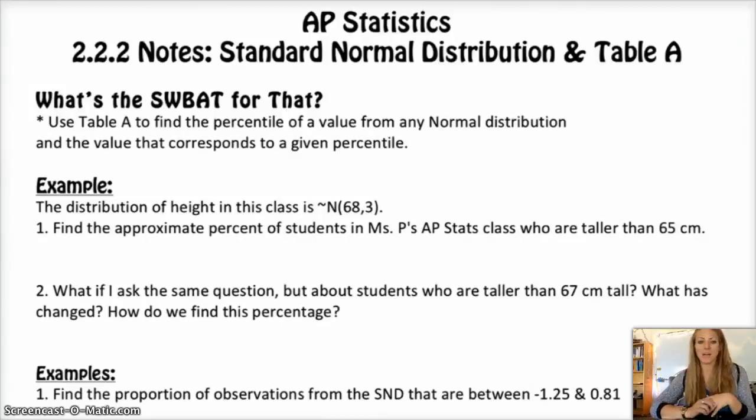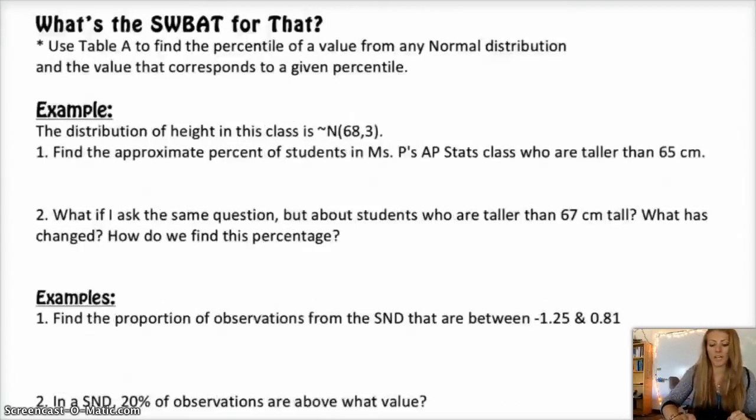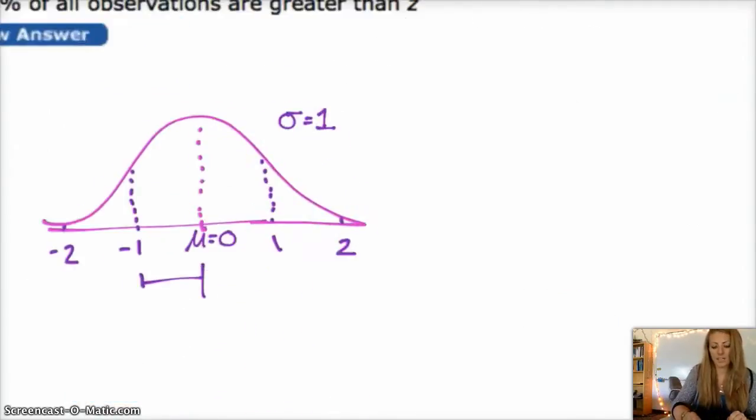Today we're going to talk about a special normal distribution called the standard normal distribution. So first I'm going to show you what the standard normal distribution is. Super simple. It is a normal distribution. So the area under the curve is 1, and it follows the empirical rule of 68, 95, 99.7. So it is normal, okay, but it's special because it has a mean of 0 and standard deviation of 1. So this is what it looks like.